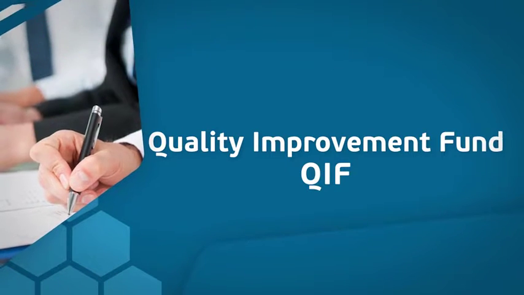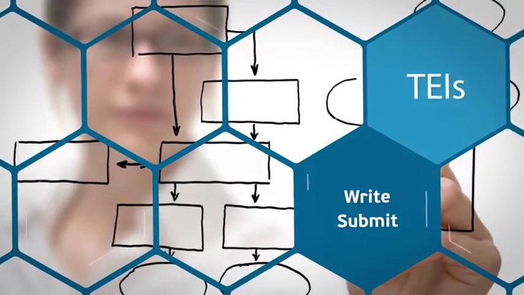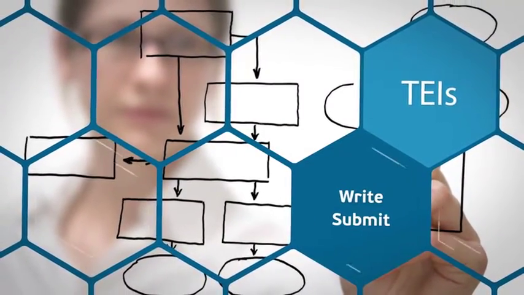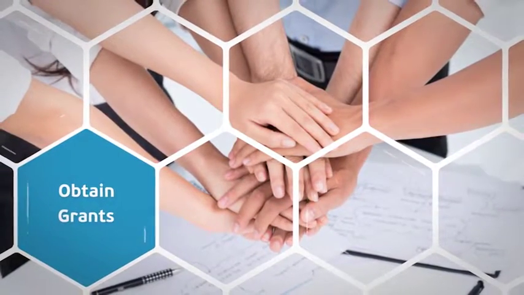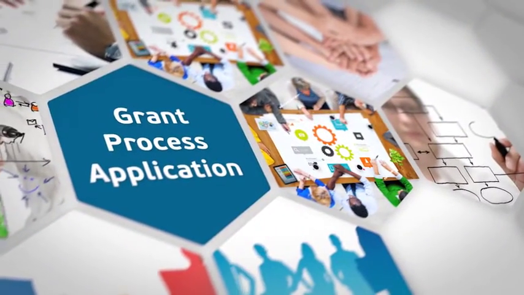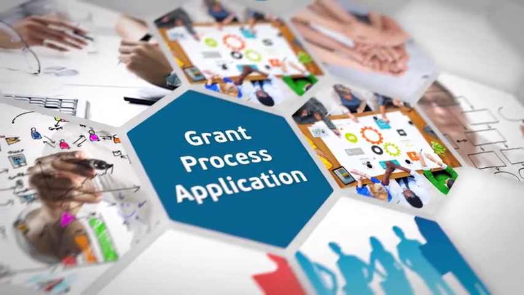Preliminary Proposal Tutorial. This guide for writing a proposal was created to enhance the Tertiary Education Institutes' (TEIs') capacity to write, submit, and hopefully obtain grants from the Quality Improvement Fund (QIF). According to the QIF grant process, the grant application will follow a two-step process.